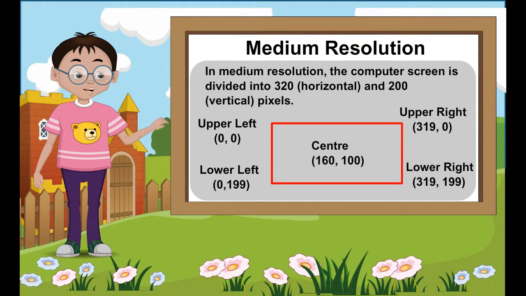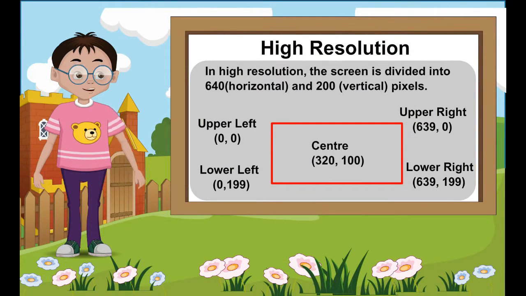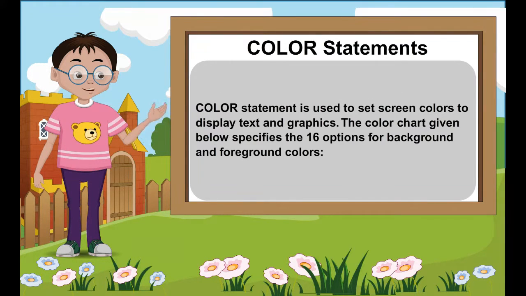Medium resolution. In medium resolution, the computer screen is divided into 320 horizontal and 200 vertical pixels. High resolution. In high resolution, the screen is divided into 640 horizontal and 200 vertical pixels.